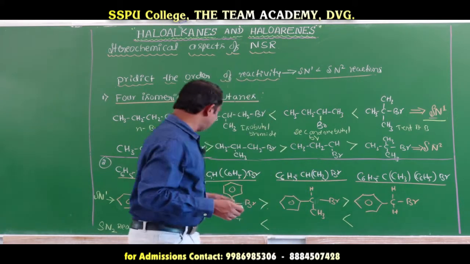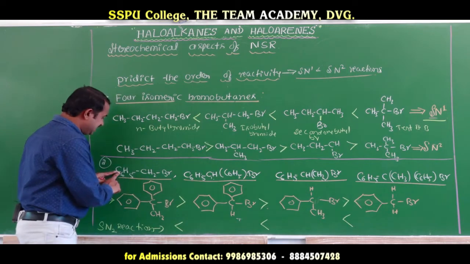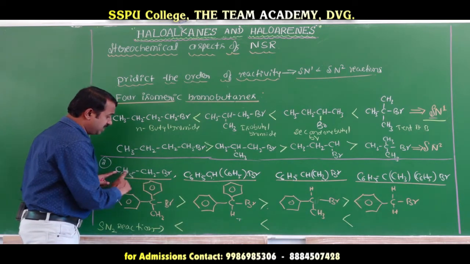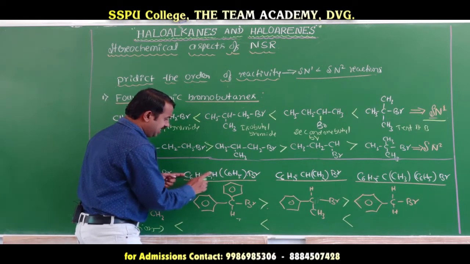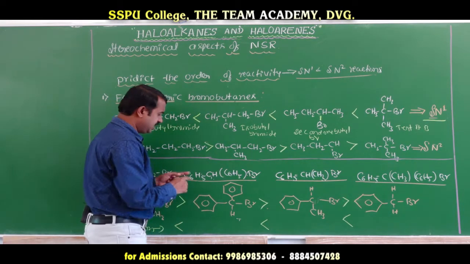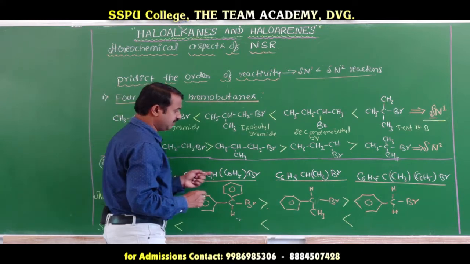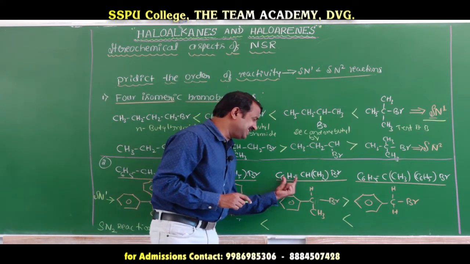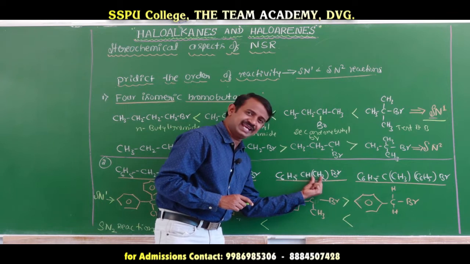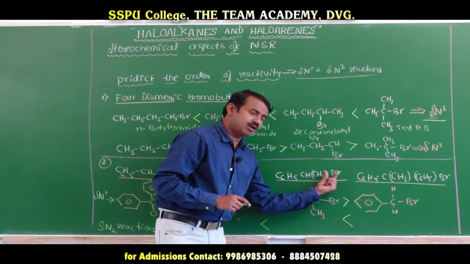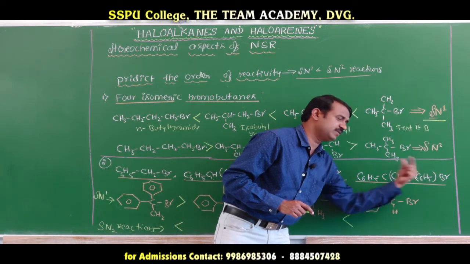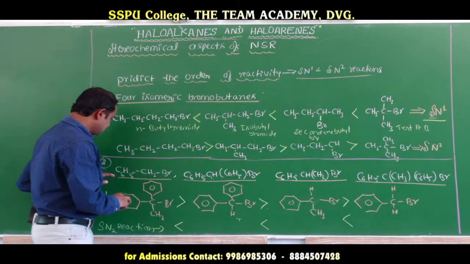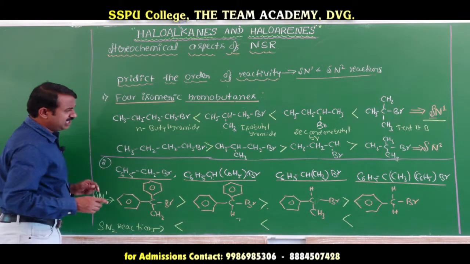Next, they have given some examples here. C6H5CH2Br means benzyl bromide. Here the diphenyl benzyl bromide, and here C6H5CHCH3Br and C6H5CH3C6H5Br. We can write here the formulas, and we must decide which one is more reactive.